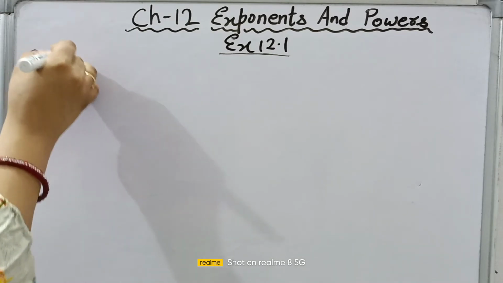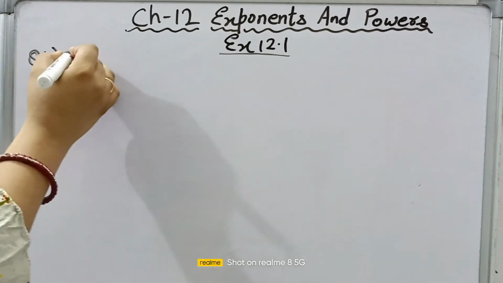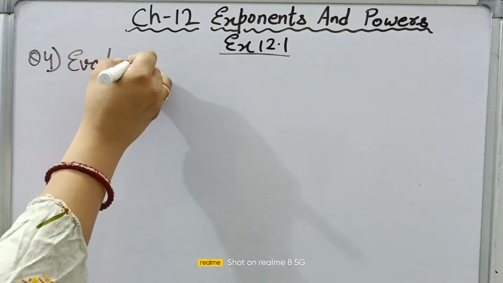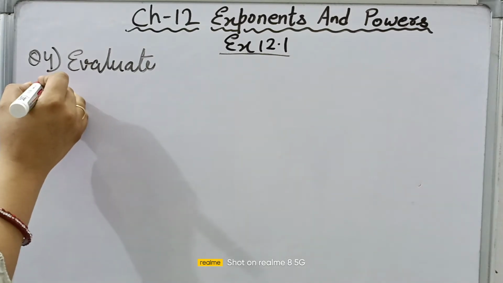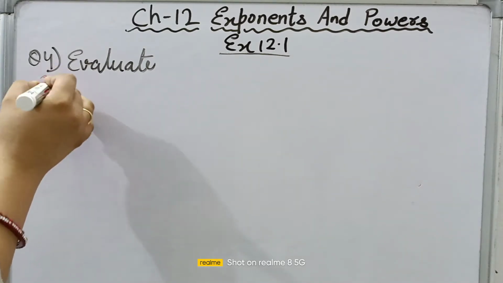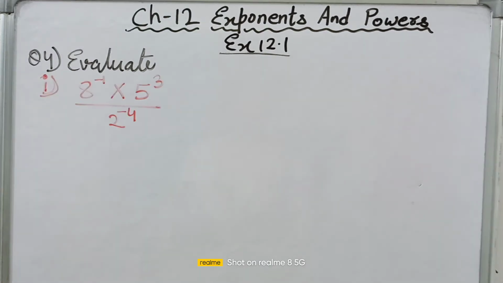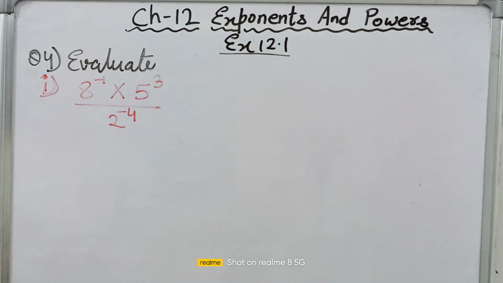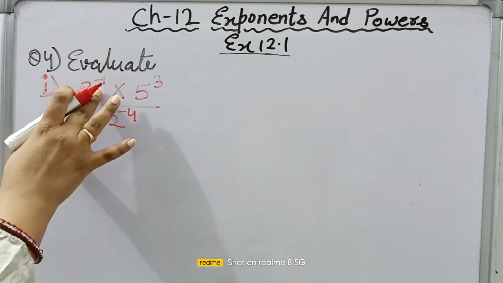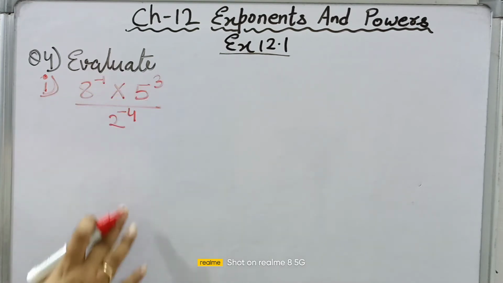So question number 4 is evaluate. Again, you have to find out the value of the given expressions. First part is 8 raised to the power minus 1 multiplied with 5 raised to the power 3, whole upon 2 raised to the power minus 4. Here we can see bases are different and exponents are also different. So we can simply find out the values for their exponent powers and then we will calculate.